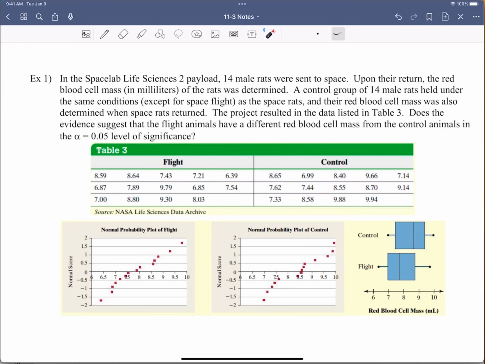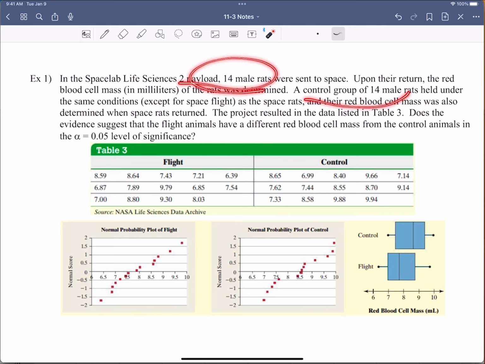All right, in the Space Lab Life Sciences payload, 14 male rats were sent to space. Ooh, that's a tongue twister, wasn't it? Upon their return, the red blood cell mass in millimeters of the rats was determined. A control group of 14 male rats held under the same conditioning, except for the space flights, as the space rats, and their blood cell mass was also determined.